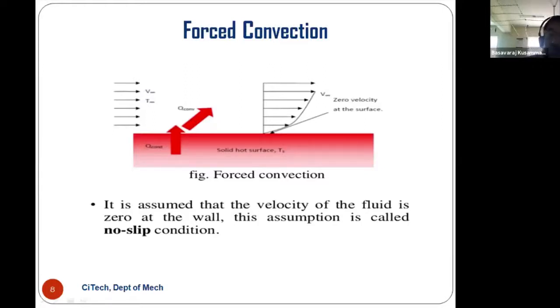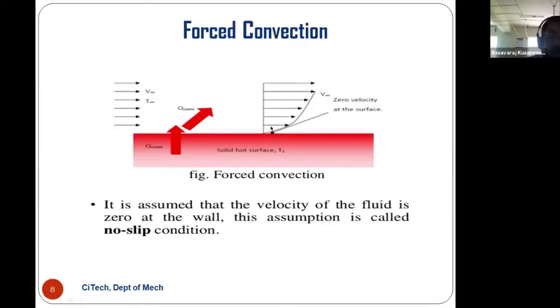Okay, so that's why I am telling you that the Reynolds number plays a very important role. The significance of the Reynolds number is whether the flow is laminar or turbulent. Turbulent means high velocity. Laminar means low velocity.